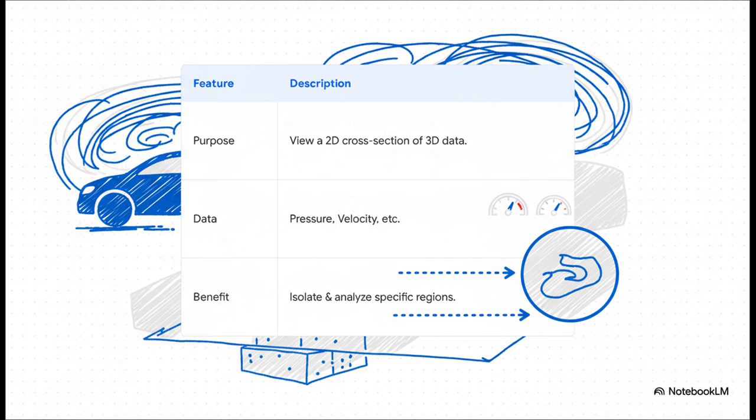For example, they might see this giant red spot of high pressure right on the front grille. That insight is pure gold. It tells them, hey, if we reshape this one area, we can reduce drag and make the car more fuel efficient. It turns a really complex 3D problem into a clear, simple, actionable insight.